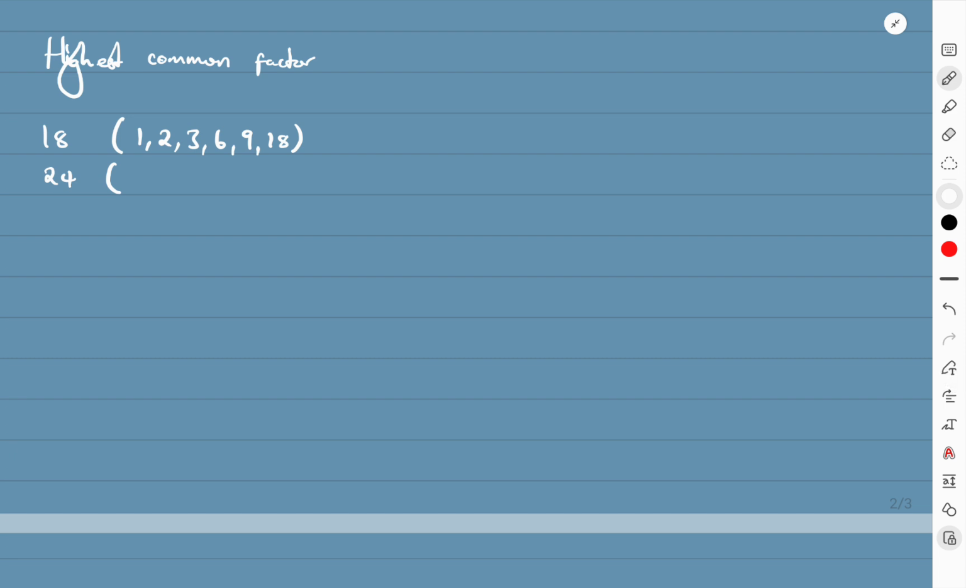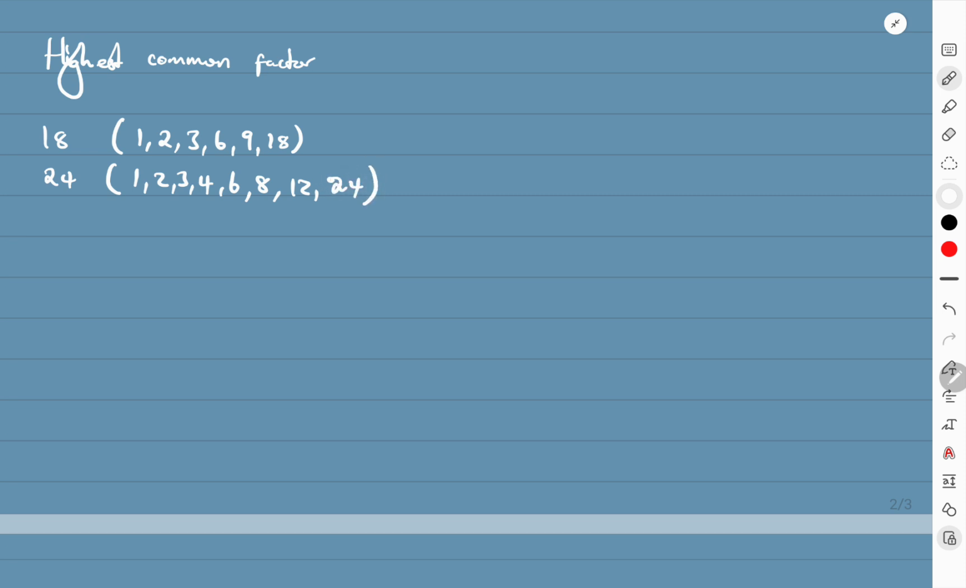Therefore, I'm going to go to 24, numbers that can go into 24 without leaving a remainder. I'm going to have a 1, a 2, a 3, a 4, a 6, an 8, a 12, and a 24. So these are the numbers that can go into 24 without leaving a remainder. Now I'm going to look for the common numbers between these particular factors. I'm going to see that 1, 2, 3, and 6 are common within the factors of 18 and 24, right?